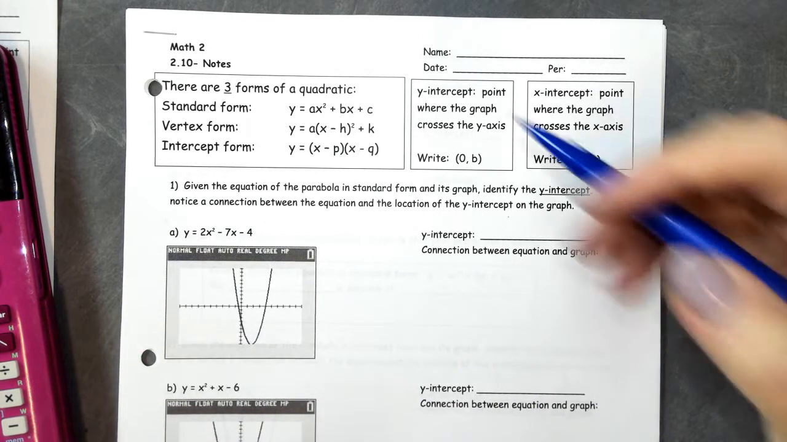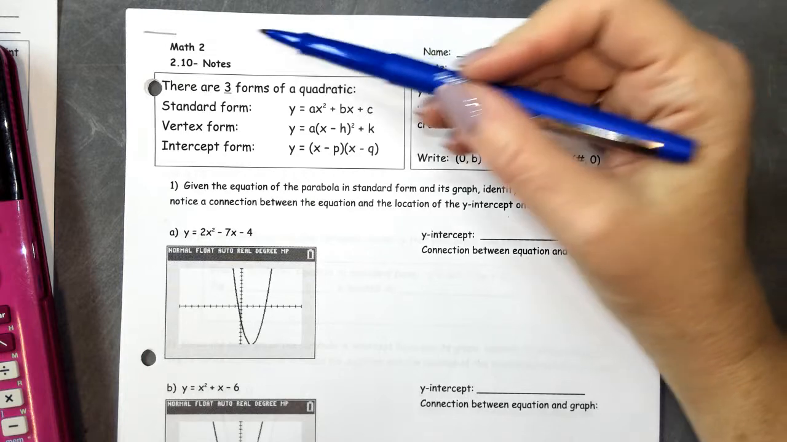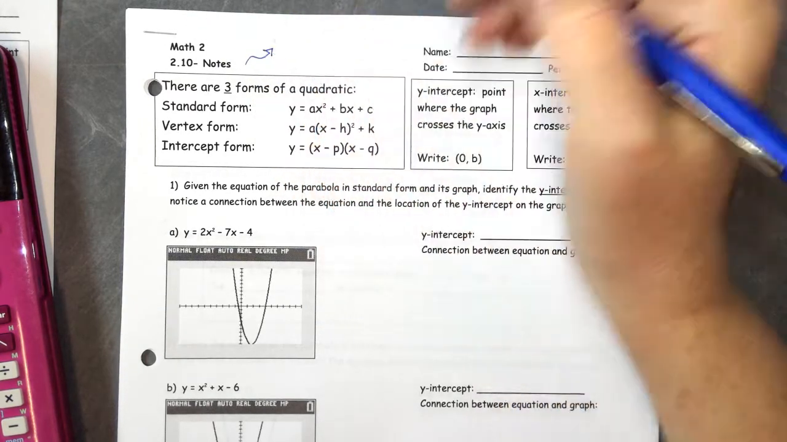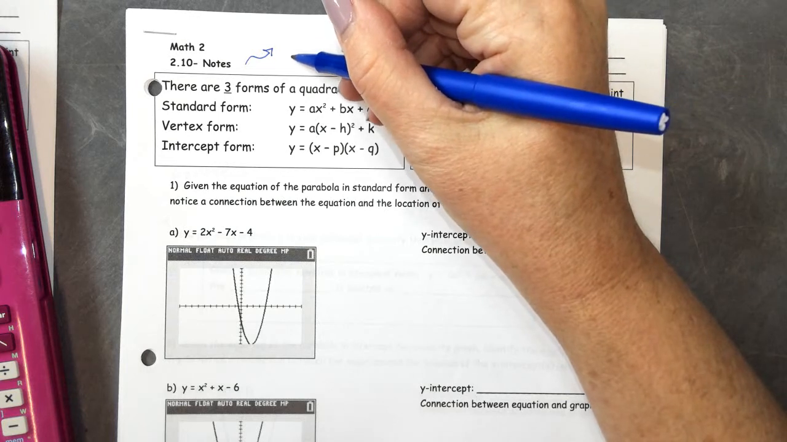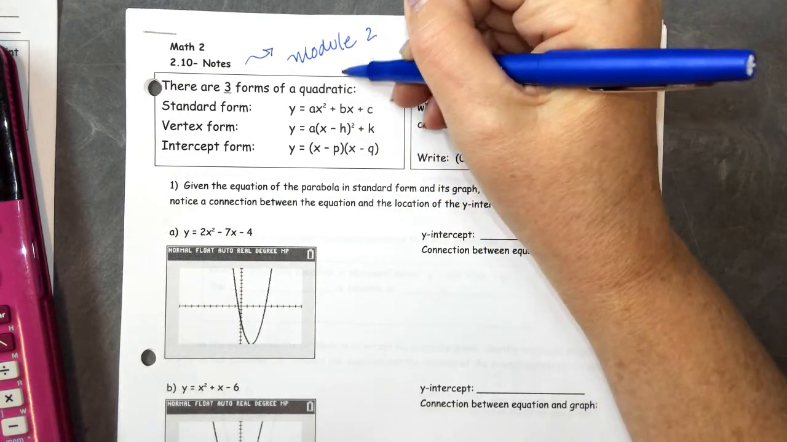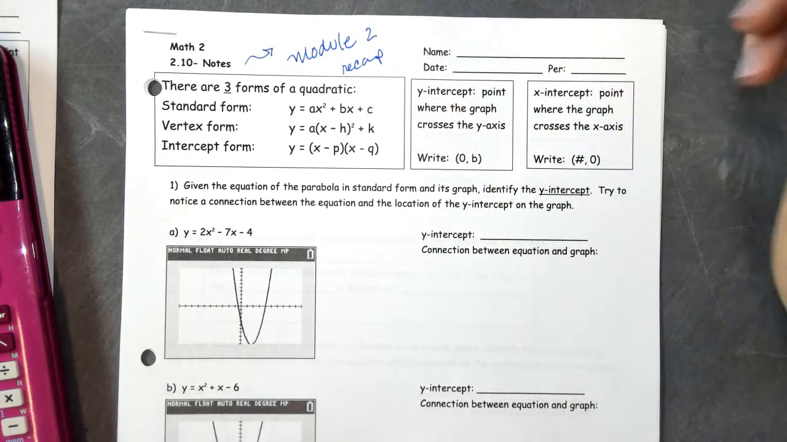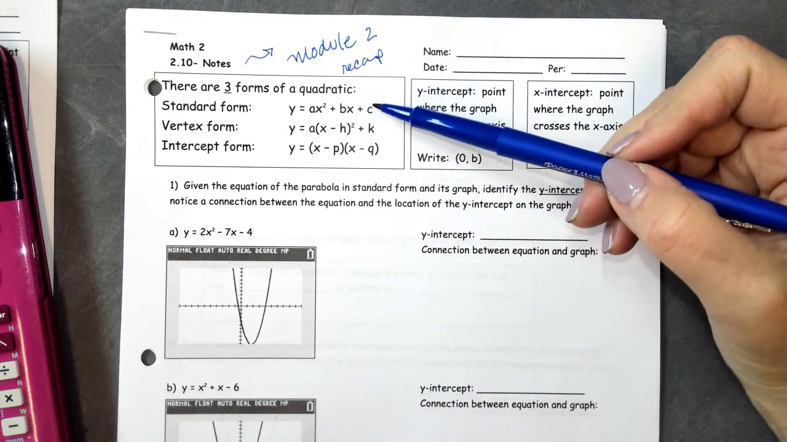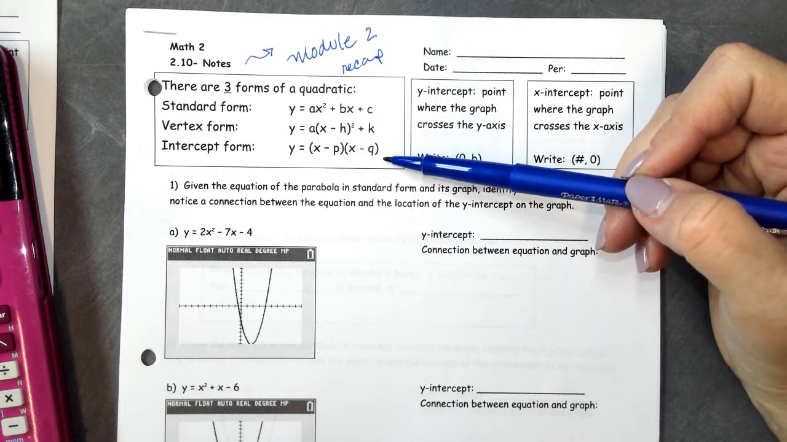Done though. At this time, I'm going to go through your 2.10 notes, but if you recall, I'm using this as a module 2 review or recap. So here we've got the 3 forms of a quadratic: standard form, vertex form, intercept form.